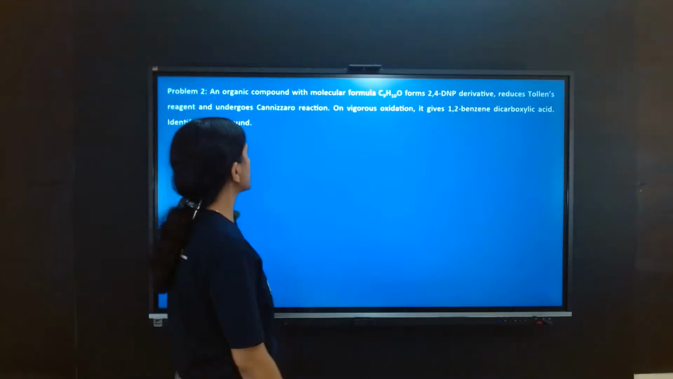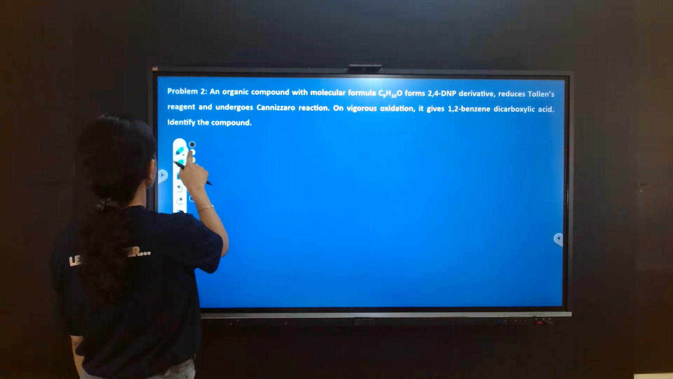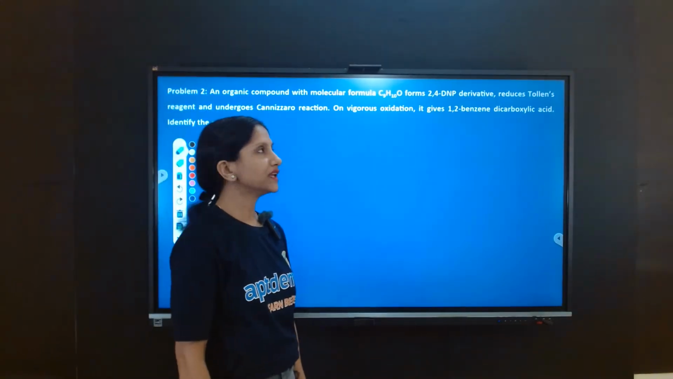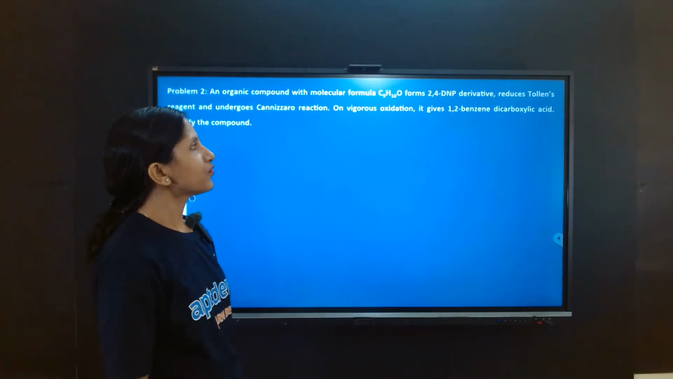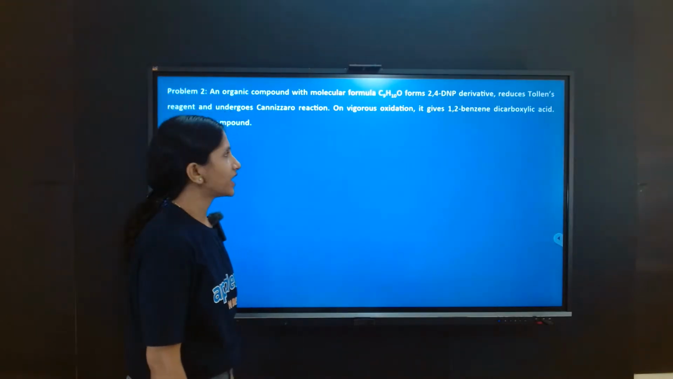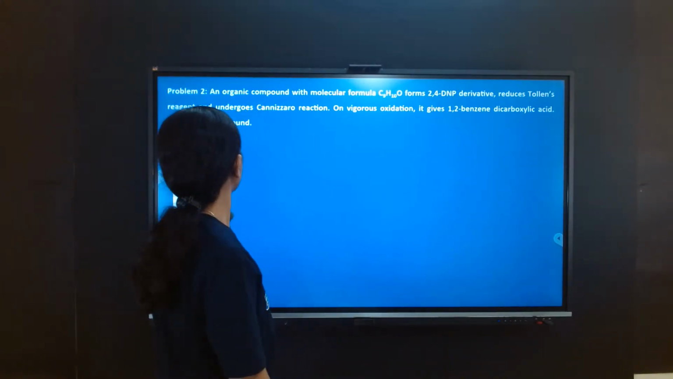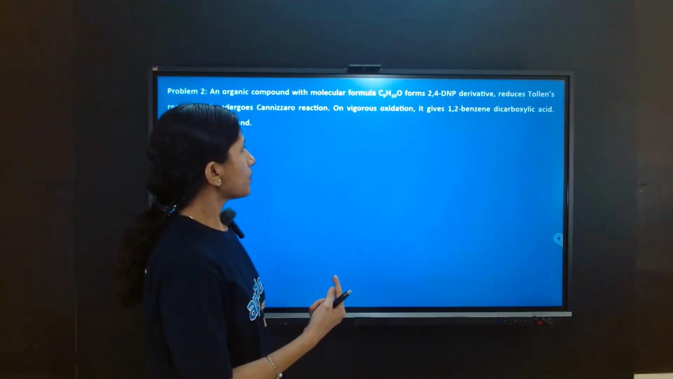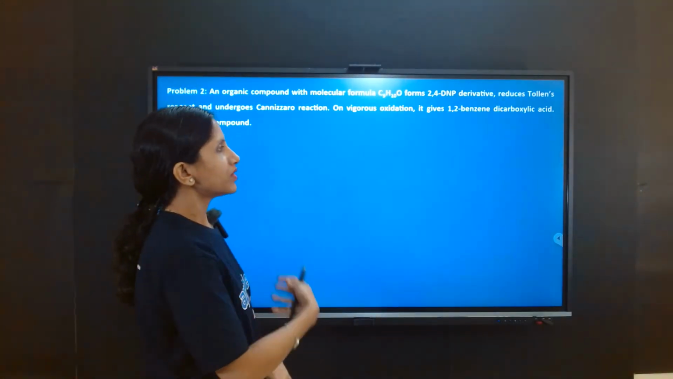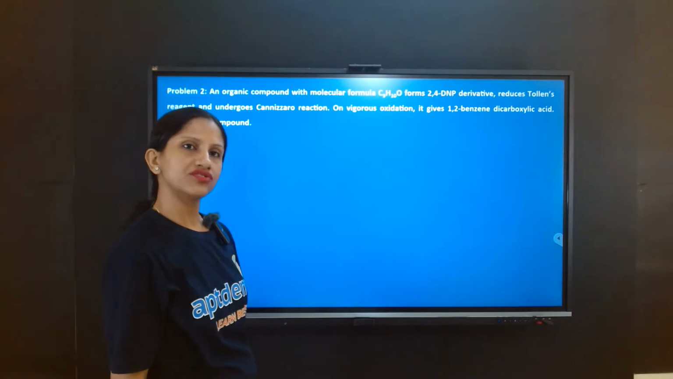Now let's move on to the second one. Problem 2 is asking about an organic compound with molecular formula C9H10O, which forms a 2,4-DNP derivative, reduces Tollens reagent and undergoes Cannizzaro reaction. On vigorous oxidation, it gives 1,2-benzene dicarboxylic acid. Identify the compound. So one compound is going through several reactions with several mentioned reagents, and we have to find out the particular compound with the molecular formula C9H10O.